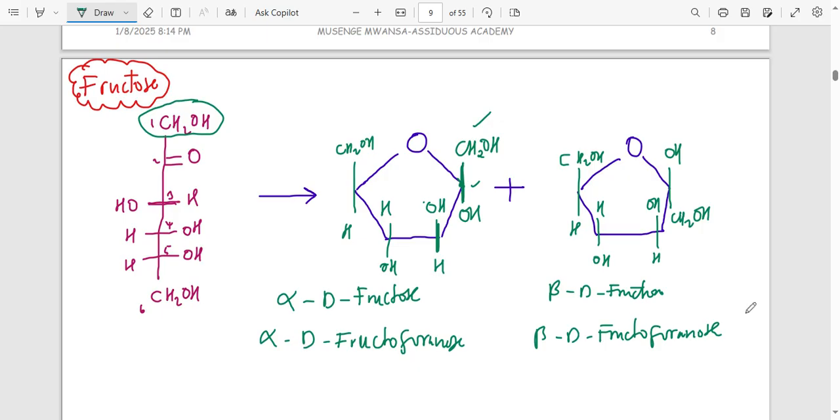Yes. So for the L, it doesn't exist. There is no alpha L glucose, no alpha L ribose. No, the L form does not form a ring. It's only the D form that forms a ring.